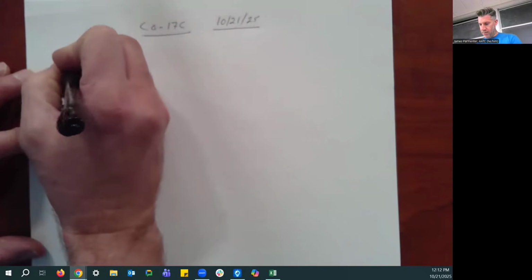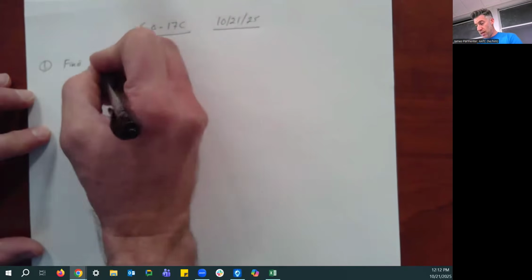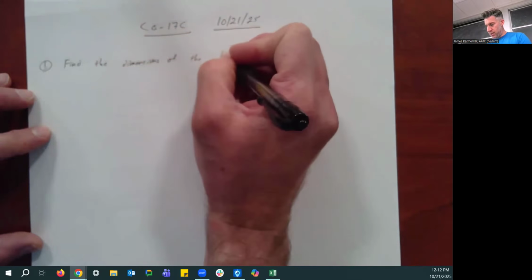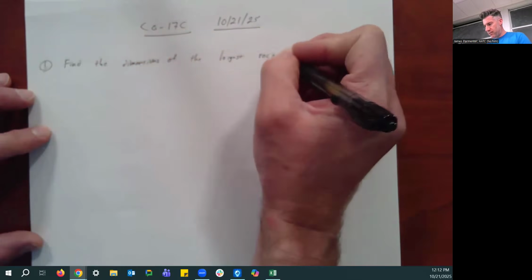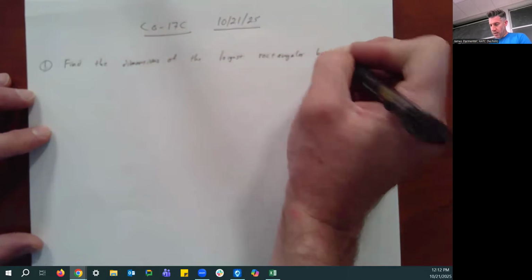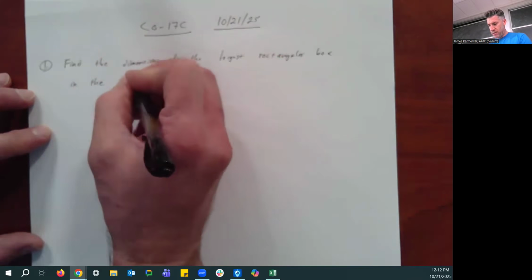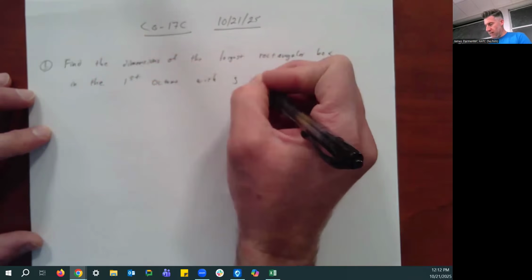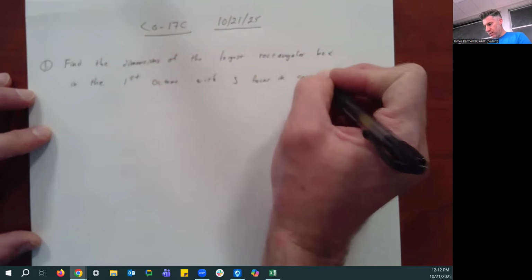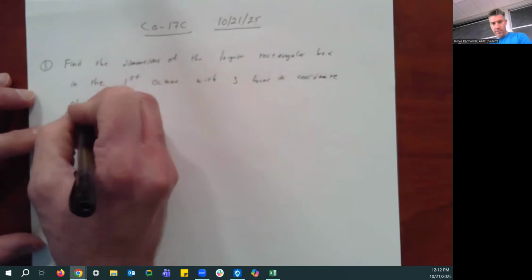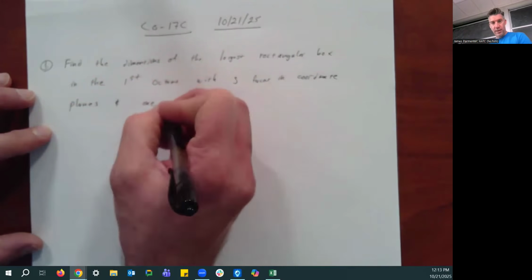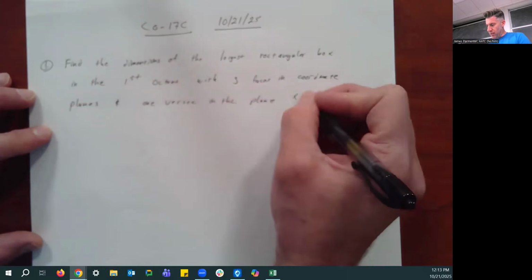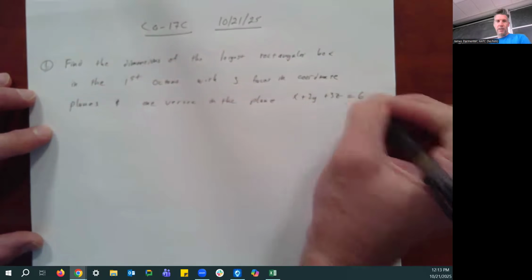So we want to find the dimensions of the largest rectangular box in the first octant with three faces in coordinate planes and one vertex in the plane x plus 2y plus 3z equal to 6.